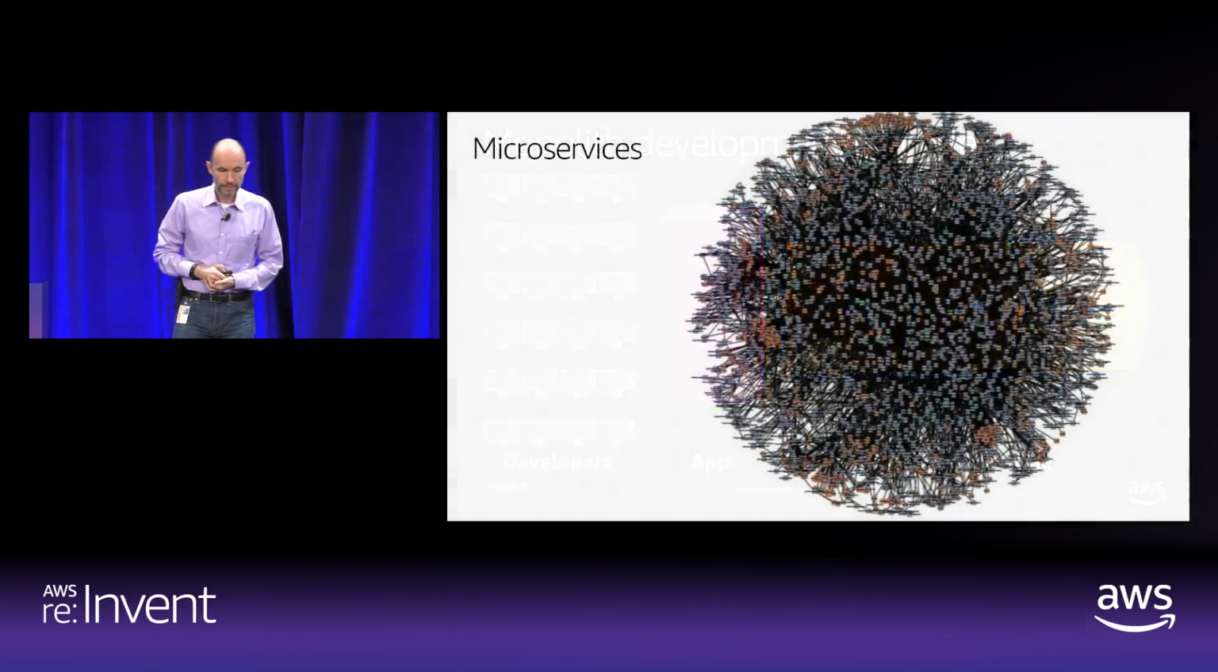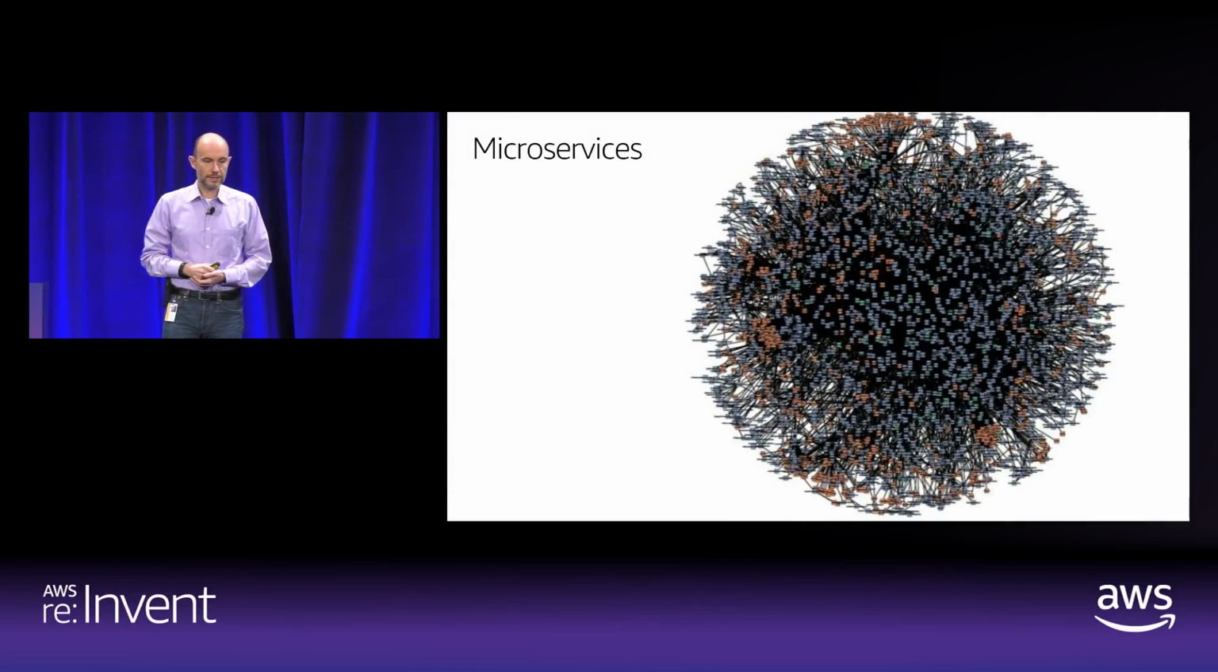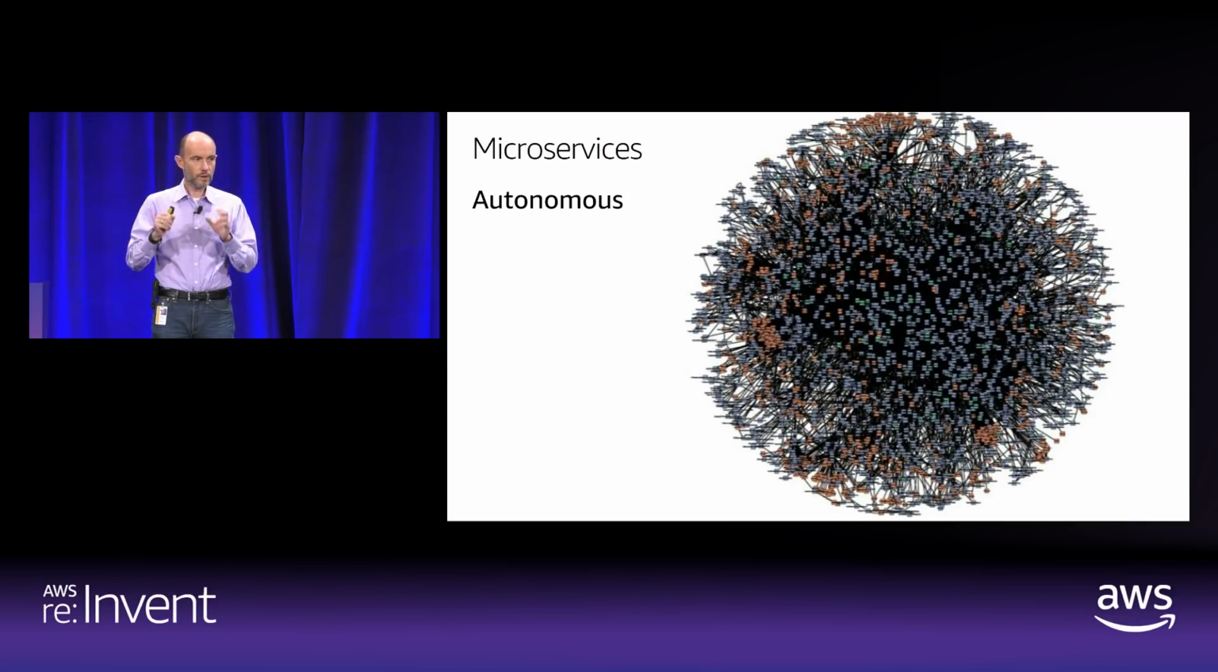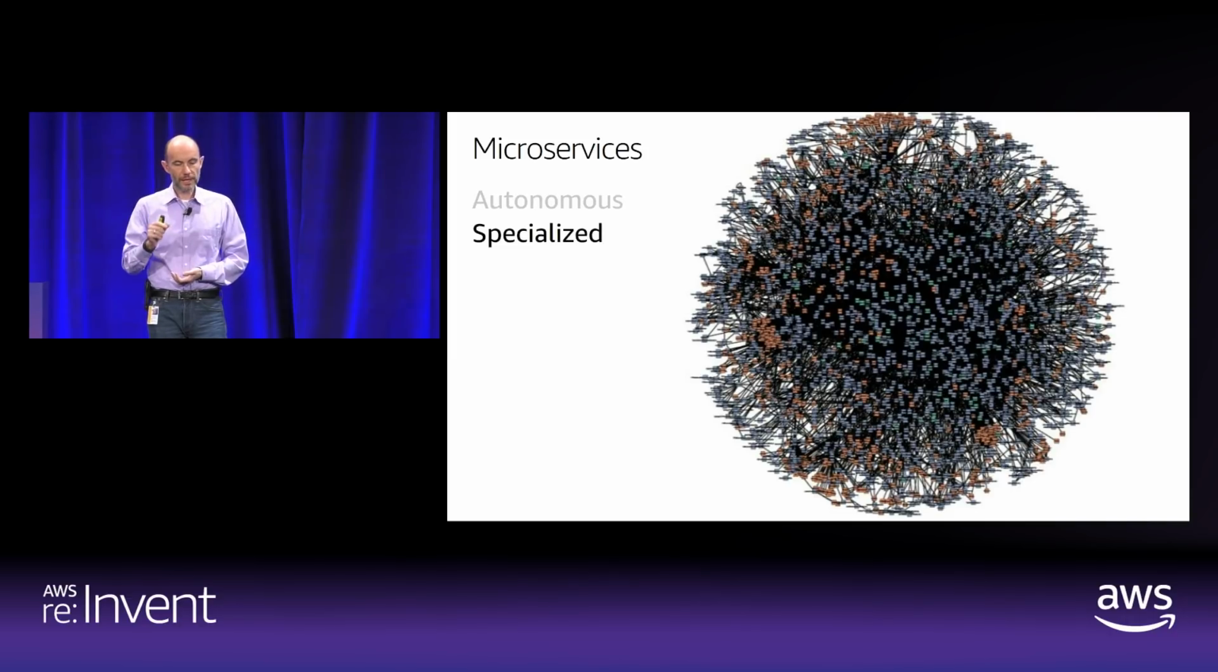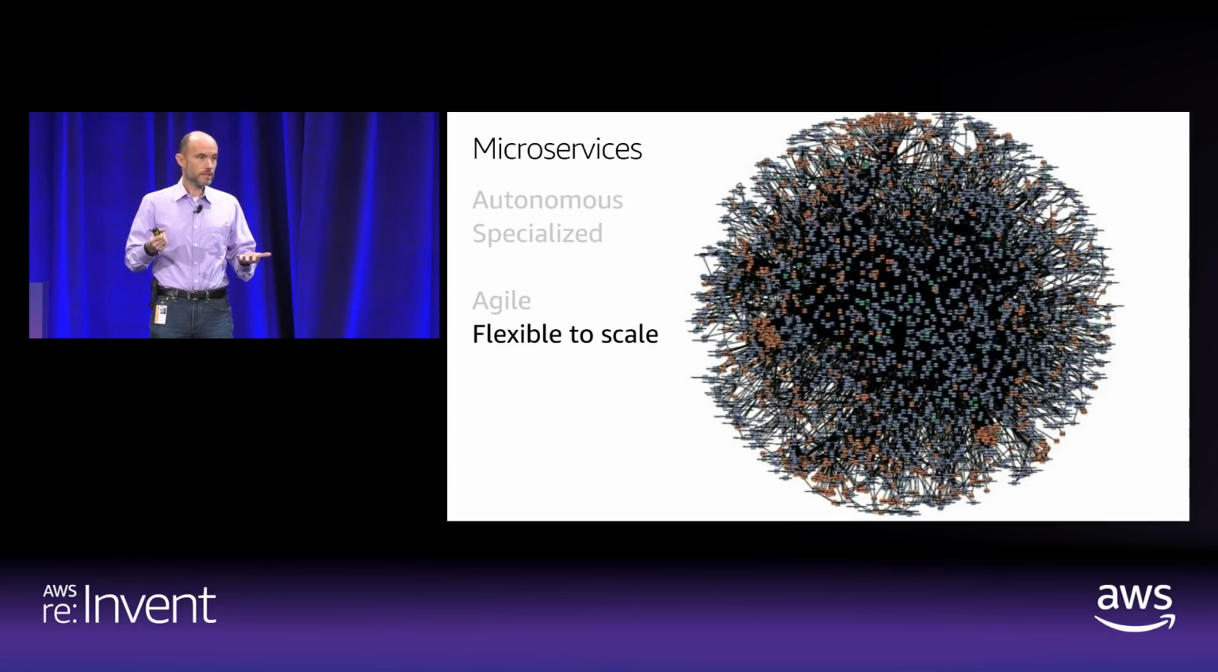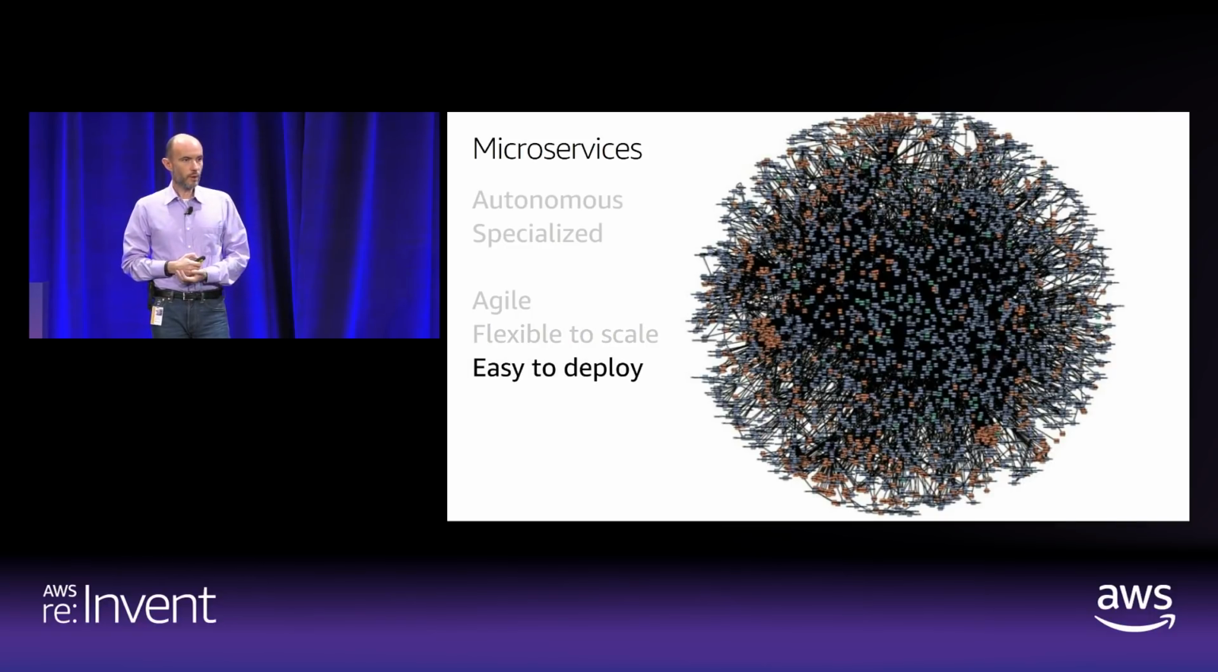By contrast, microservices. So microservices are composed out of many, many small and autonomous services. So the key thing here is autonomous, and each service is specialized to do one thing and one thing only. And as a result, microservices projects tend to be a lot more agile. They are very flexible to scale because now you can scale individual microservices each on its own. They're easy to deploy because much smaller, right?